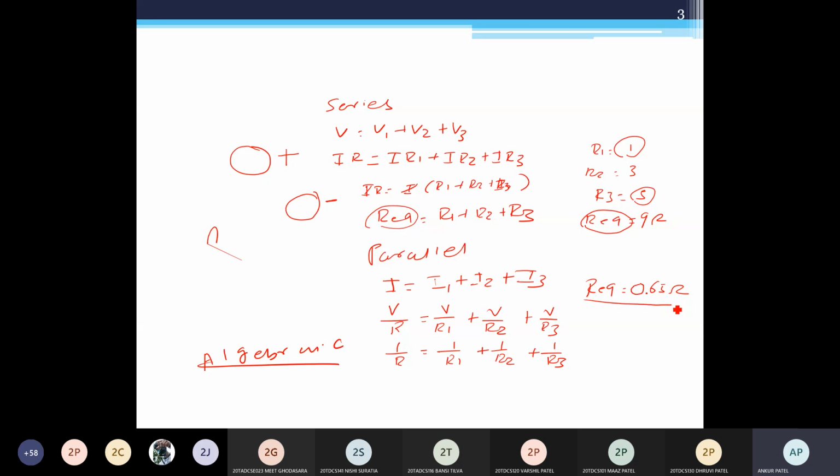So you can see here that in parallel connection R equivalent is less than the least resistance connected in parallel, whereas in series connection R equivalent is greater than the greatest resistance connected in series. Okay.